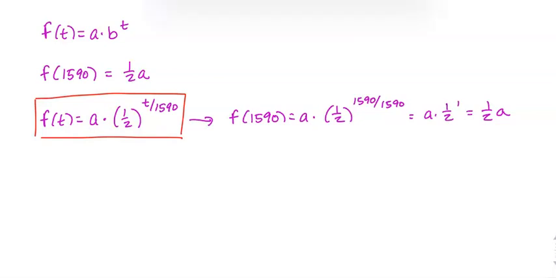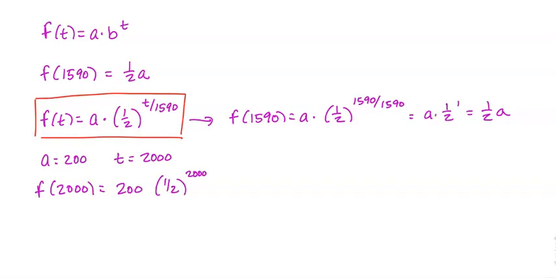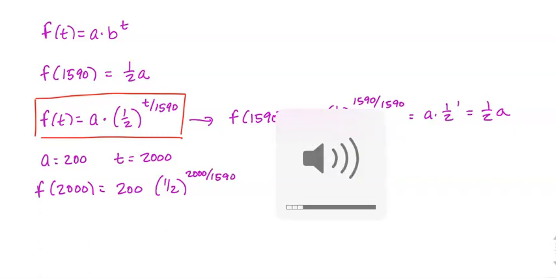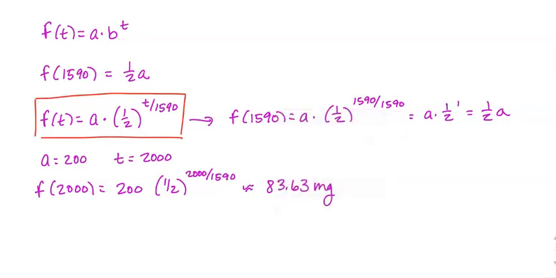Then we could take the given information. We're told that a is equal to 200 and t is equal to 2,000. Plug this into your function, so f of 2,000 is equal to 200 times 1/2 to the power of 2,000 over 1,590, which is the exact same calculation that we were doing before, and so it's still going to be equal to 83.63 milligrams.